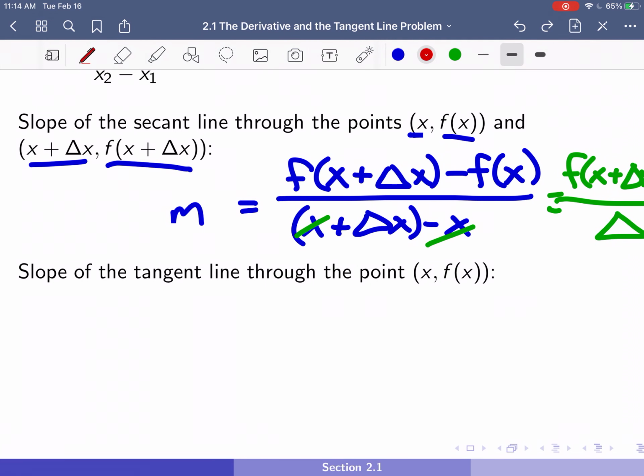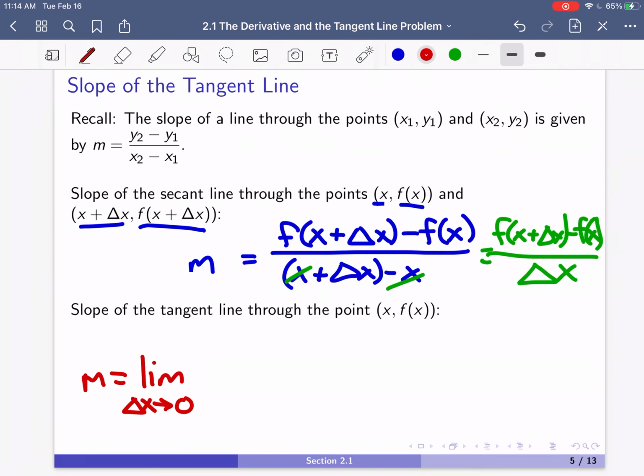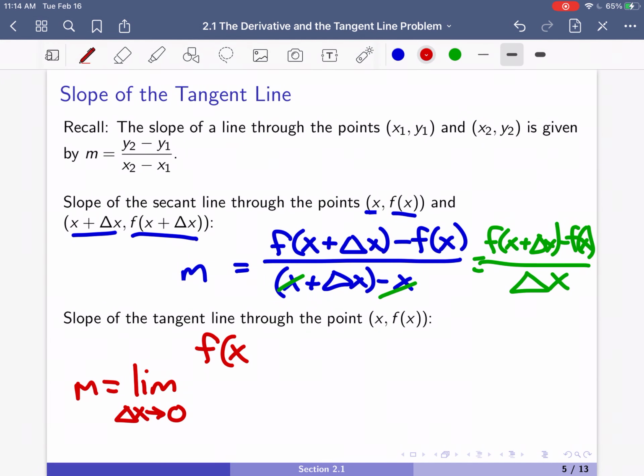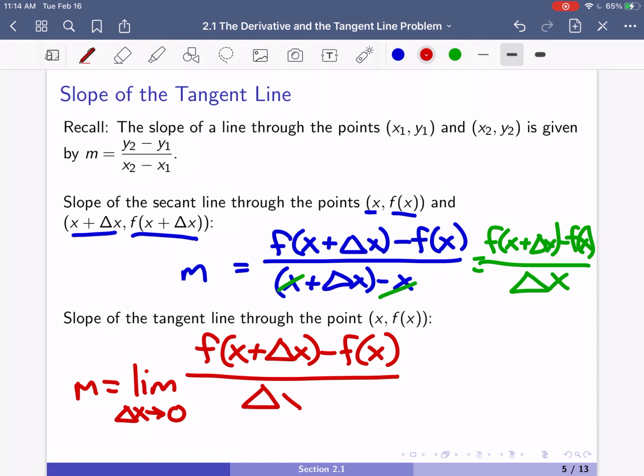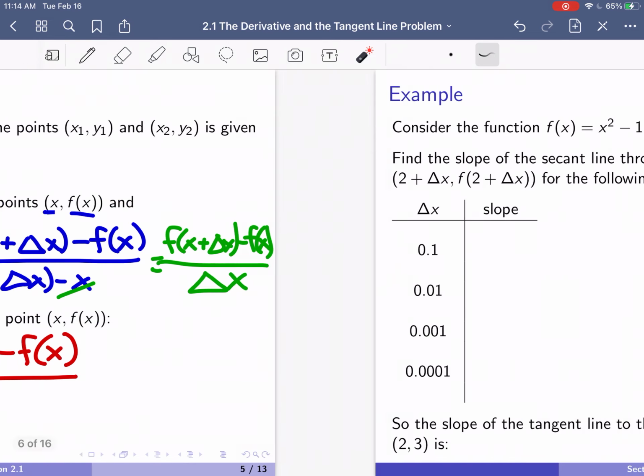And so our slope here, m, is going to be the limit as delta x approaches 0 of our secant slope, f of x plus delta x minus f of x all over delta x. So that's the slope of our secant line. So we're letting that value of delta x go to 0. So let's take a look at an example.